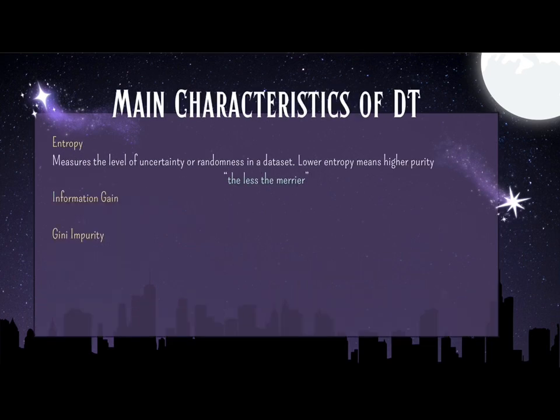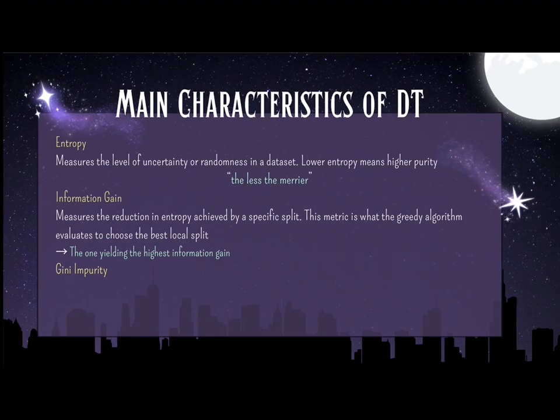We typically have three characteristics linked to decision tree. We start with the entropy, which measures the level of uncertainty or randomness in a data set. Lower entropy means higher purity. The less, the merrier. Then we have information gain. Information gain measures the reduction in entropy achieved by a specific split.